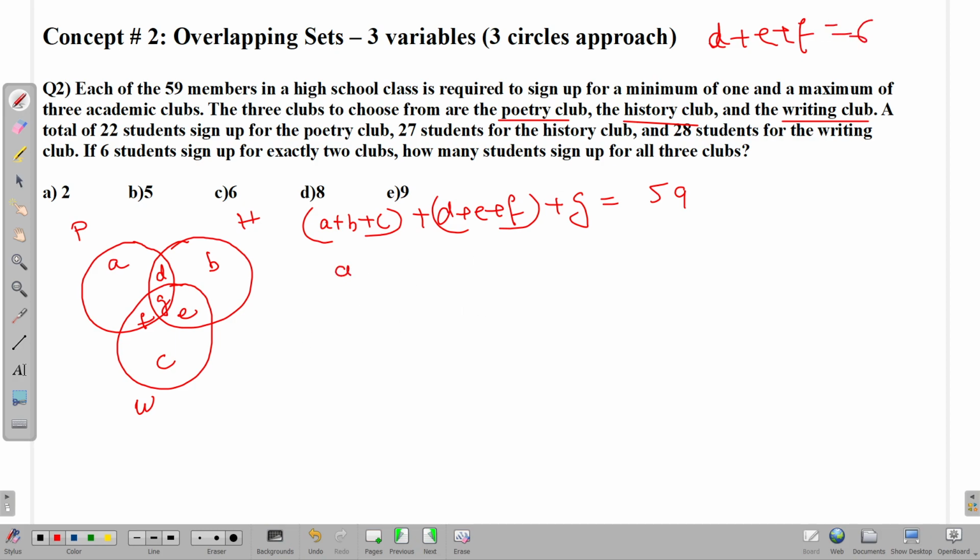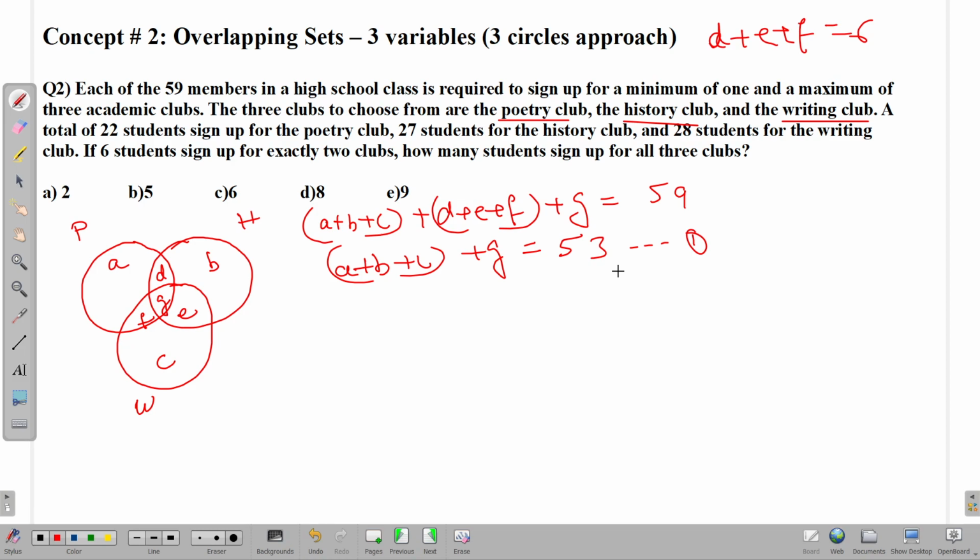Okay, so I can write this A plus B plus C plus G is equal to, I'm subtracting D plus E plus F from both sides. D plus E plus F is equal to 6, so it's 53. That's my, let me call this my equation 1. I will not write excess equations, okay? So what do I have now?